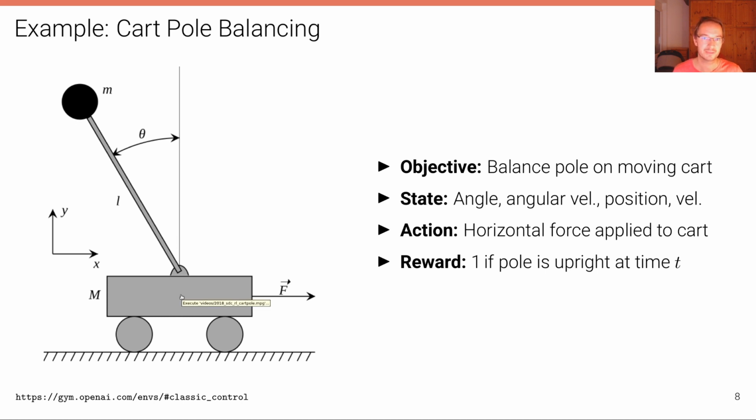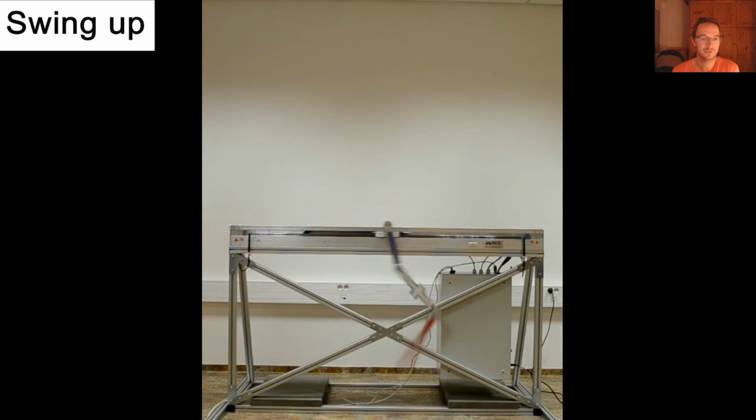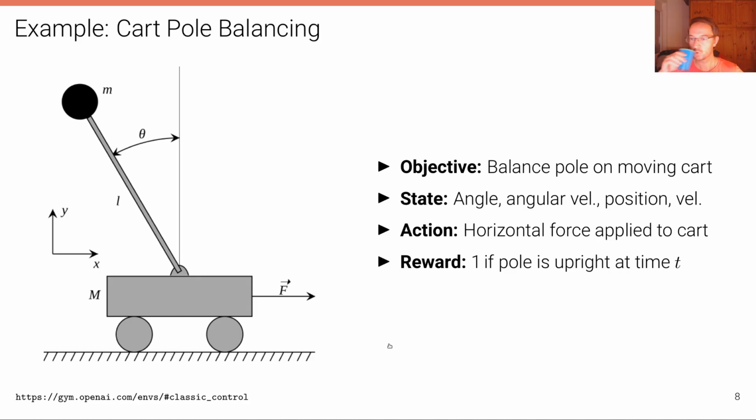But robots can solve this control task, and I have a pretty neat demonstration of such an inverted triple pendulum here. You can see how this robot is able to swing its pole up despite this complicated setup. Impressive, no? I find this really impressive.